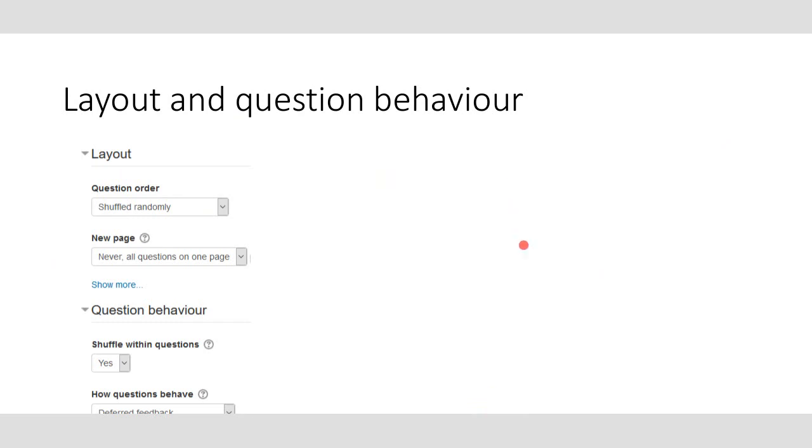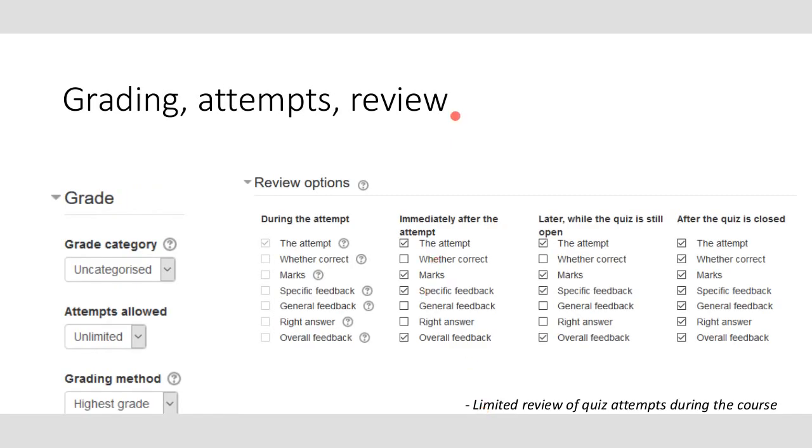Question behavior. So yes, shuffle within questions. There's a new order of choices within a question every time they take the quiz. And deferred feedback, so feedback is given not immediately, but later. I'm going to talk about that right now. So, grading, attempts and review. They get unlimited attempts, and then the highest grade is recorded.